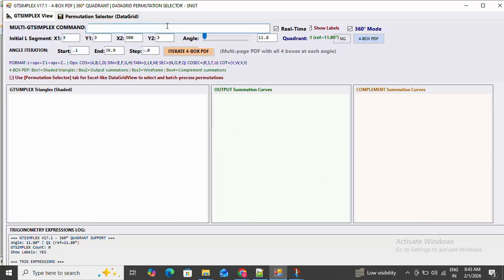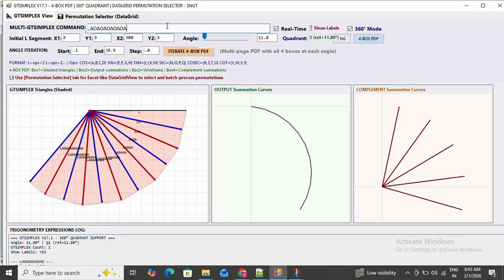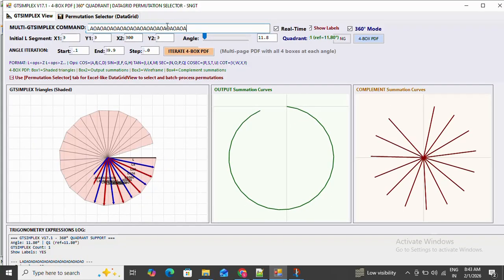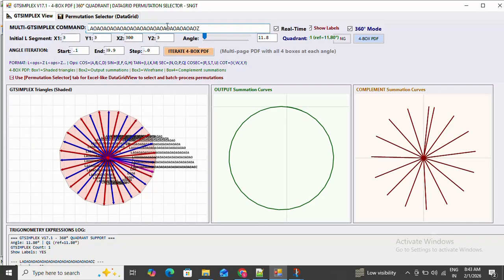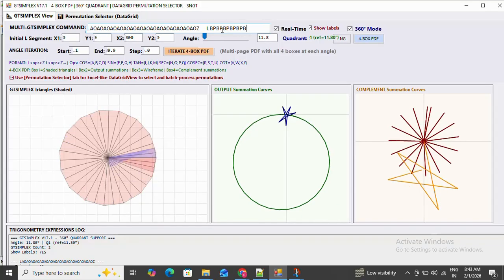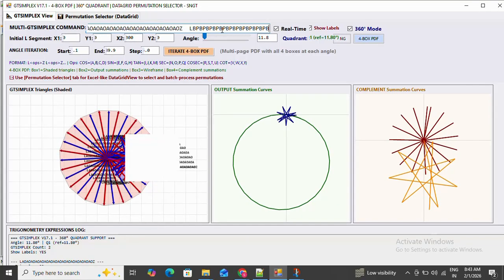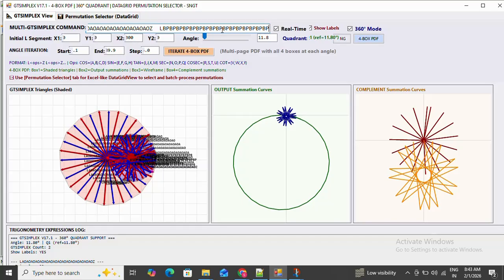If we want to see the moon and star combinations, then we will use the Z. That is the multiplication of cos theta and sec theta is repeatedly done, and in the output summation cases we get a complete circle here for the theta equal to 11.8 degree. And if we take another bunch of line segments, that is the GT simplex, and if we consider it as the L, there is the cos theta sec theta combination.